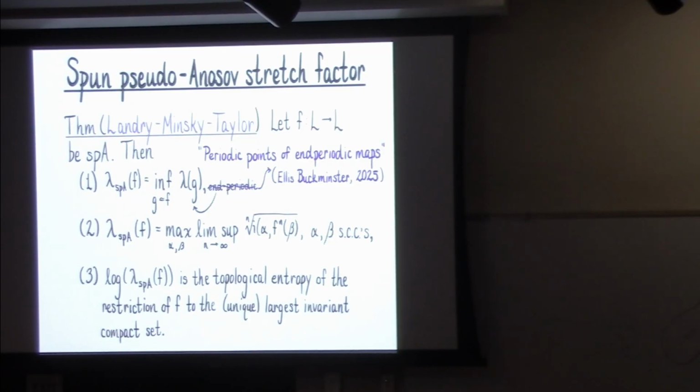And in fact, Alice also said something about what happens when you look at the atoroidal and periodic maps as well. So I would definitely check out this paper. It's going to appear in GTD.